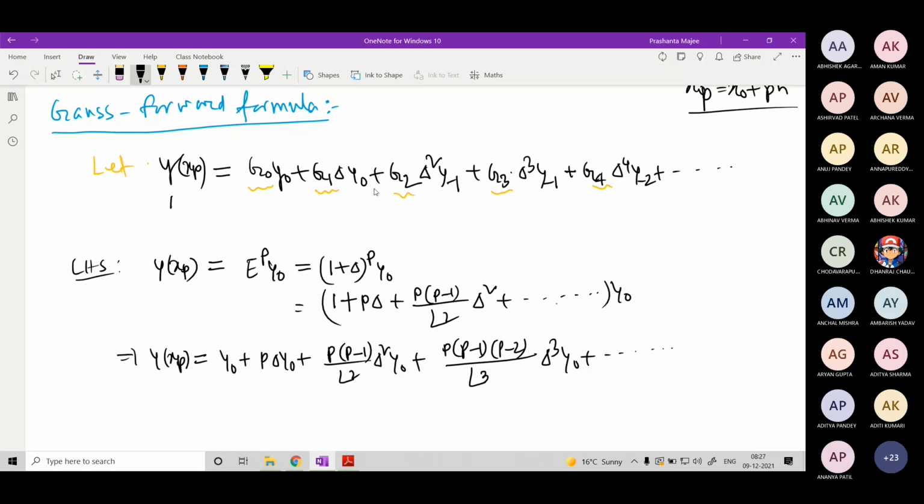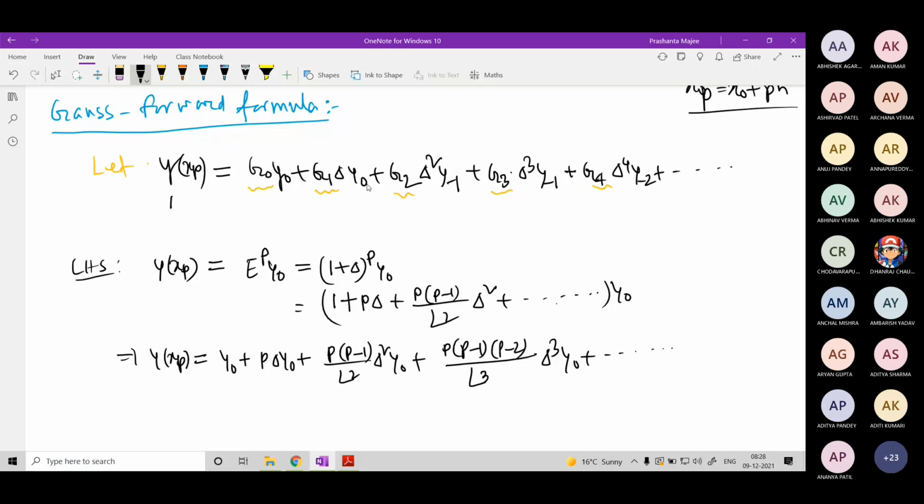Now on the right hand side, everything you have to write down in terms of delta, in terms of y naught. The first two terms are already written in terms of y naught. So delta square y minus 1, that you have to express in terms of y naught.